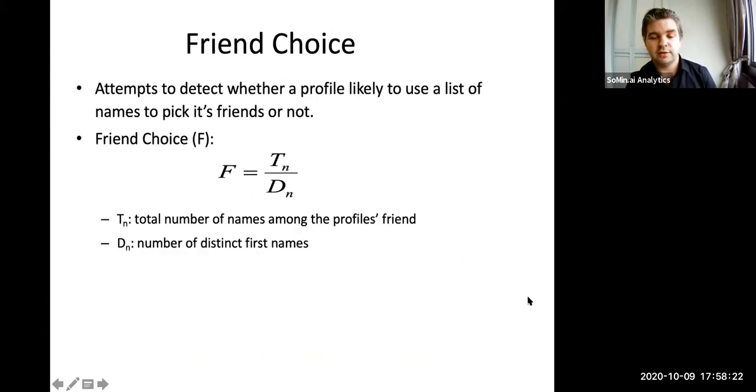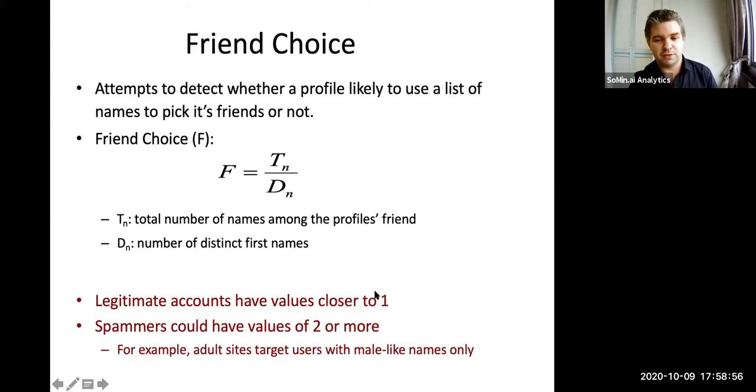Except for that, we also have friend choice. Friend choice is basically trying to find whether the profile is going to pick friends in a suspicious way. Friend choice is the total number of names among the profile's friends over the number of distinct first names. Basically, it looks at whether your friend list is diverse enough compared to the real-world situation. Legitimate accounts have values closer to one. Spammers could have values of two or even bigger.